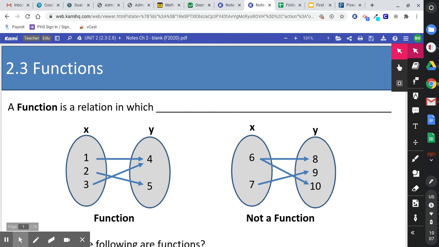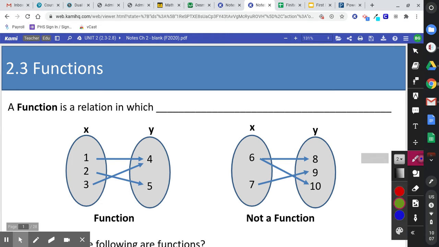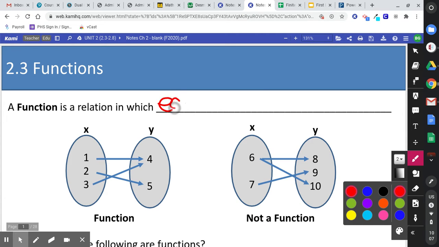2.3, functions. A function is a relation in which each x has one y. And you can see down in these mappings, the easy one to see that's not a function. When this 6 splits and hits two different y values, that's not a function.